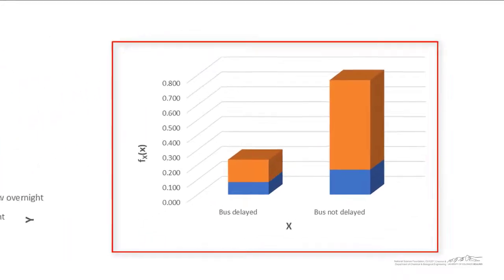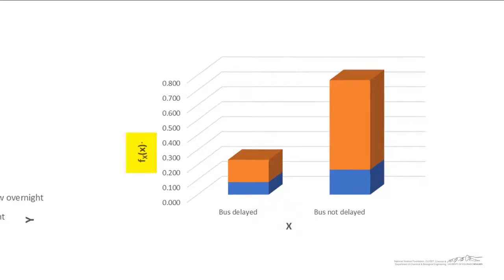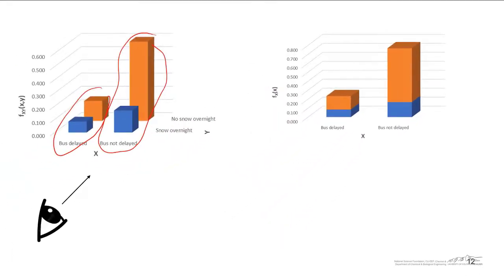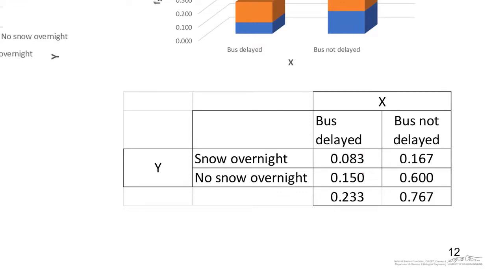Note the notation f subscript x of x. That's the marginal probability distribution of x. You basically sum over all values of y, and that's what we get. We get fx of x, the marginal probability distribution of x. If we look at this in table form, when we sum over all y's for each value of x, we get this bottom row. This bottom row then represents fx of x. In other words, it tells us what's the probability that the bus is delayed versus the bus is not delayed.